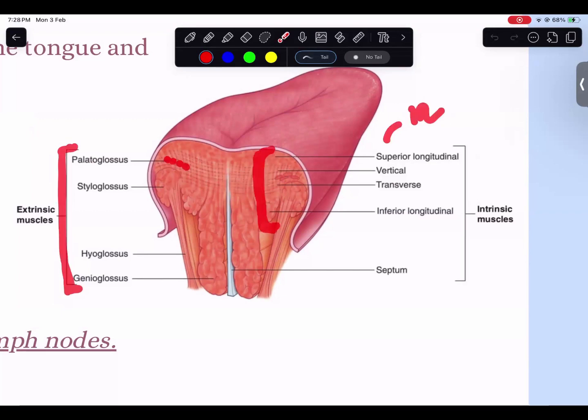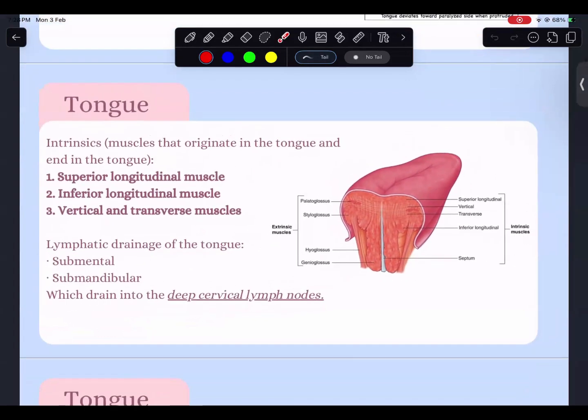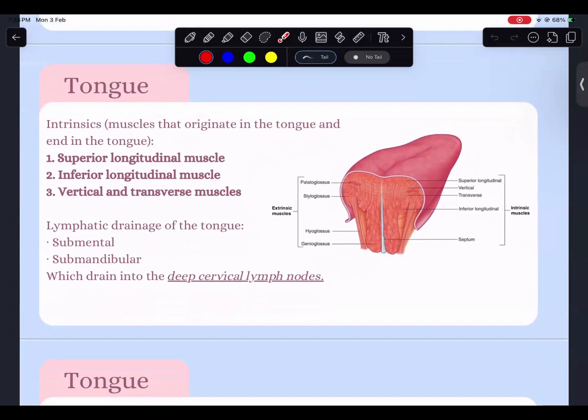You can just see a part of the extrinsic muscles, mostly because they all connect to the bone, as we saw in the other picture. Okay, so these are the extrinsic and the intrinsic muscles that you need to know.